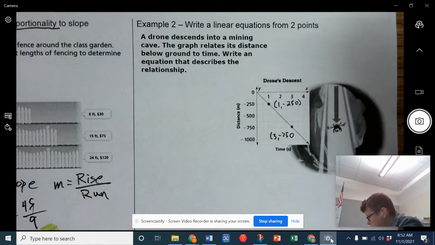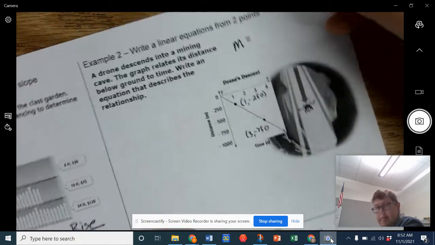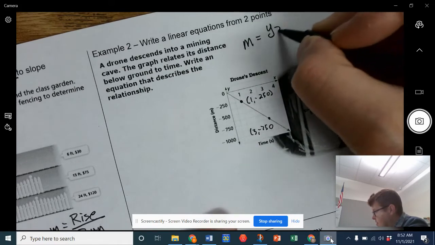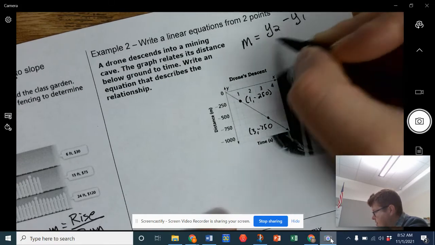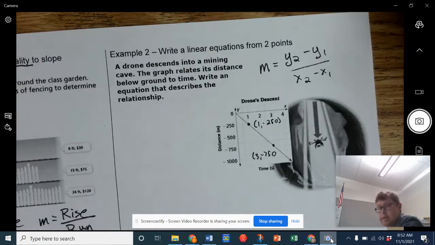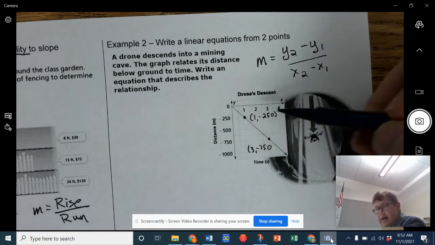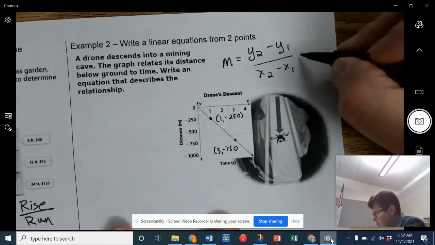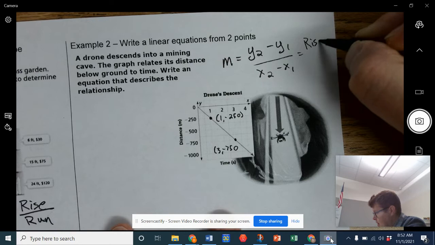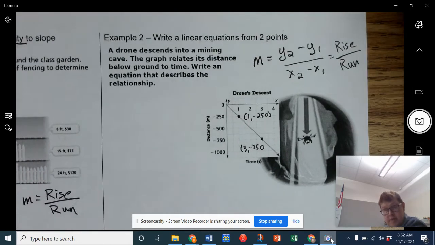Now, I am going to use something called a slope formula right here. I think in my videos I've talked about this, but I didn't actually talk about this that much in class. It's the same exact thing, right? That y2 minus y1 is the rise, and that x2 minus x1 is your run. So that's kind of how they relate to what we've talked about before.